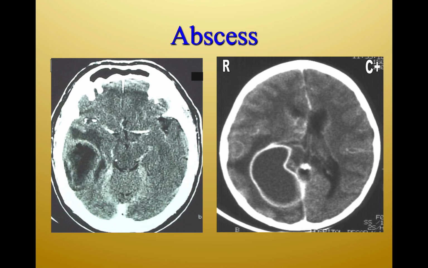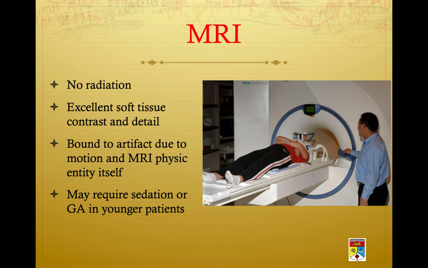Or CT is used to see complications of meningitis, for example abscesses. Whenever it involves the parenchyma, you will see a rim enhancing lesion within the parenchyma: a cerebral abscess, also a complication of meningitis. So the indication of CT scan in meningitis is not to diagnose meningitis, but to see the complications of meningitis, for example subdural empyema or cerebral abscess.